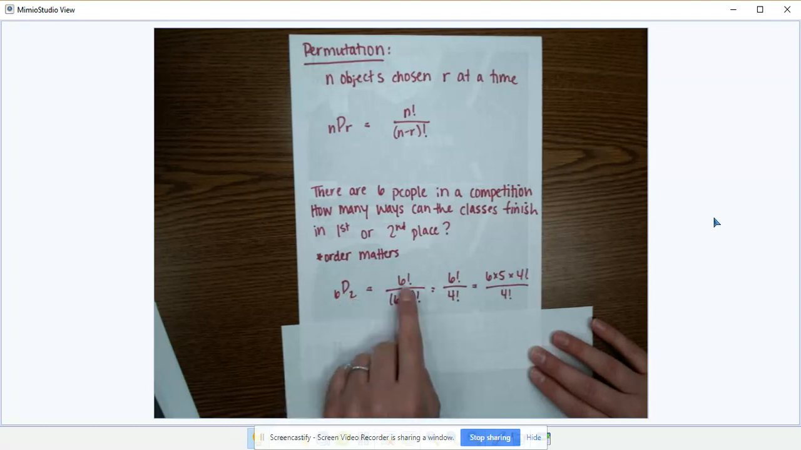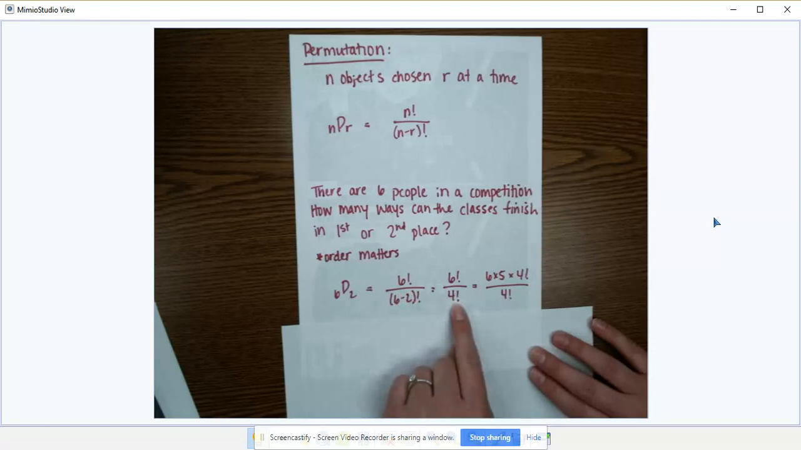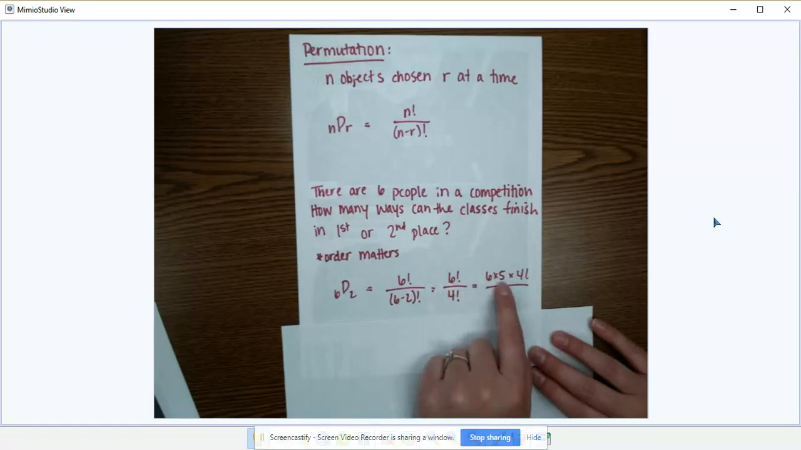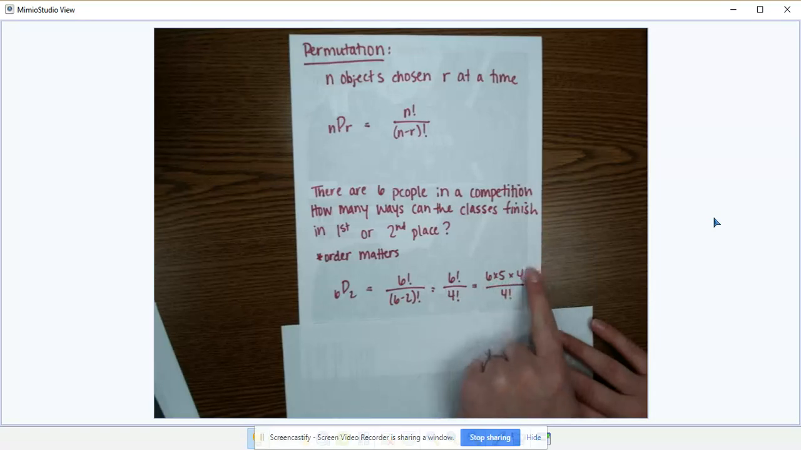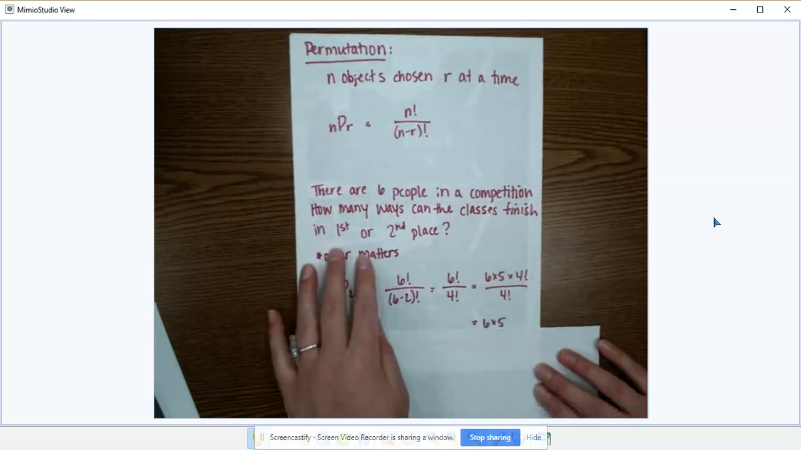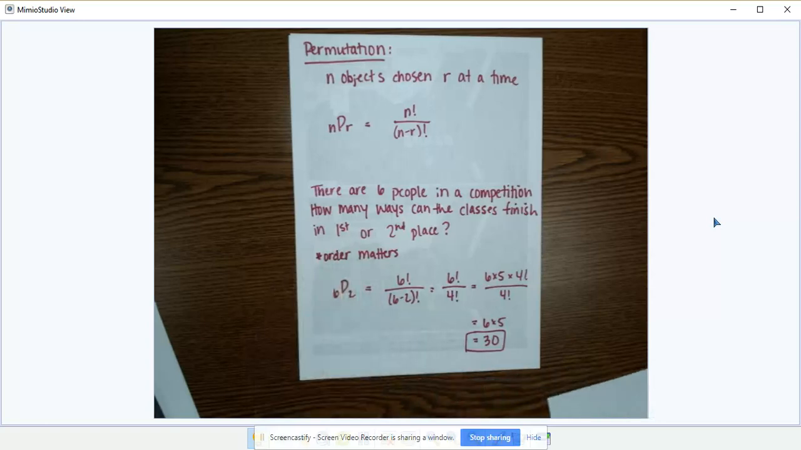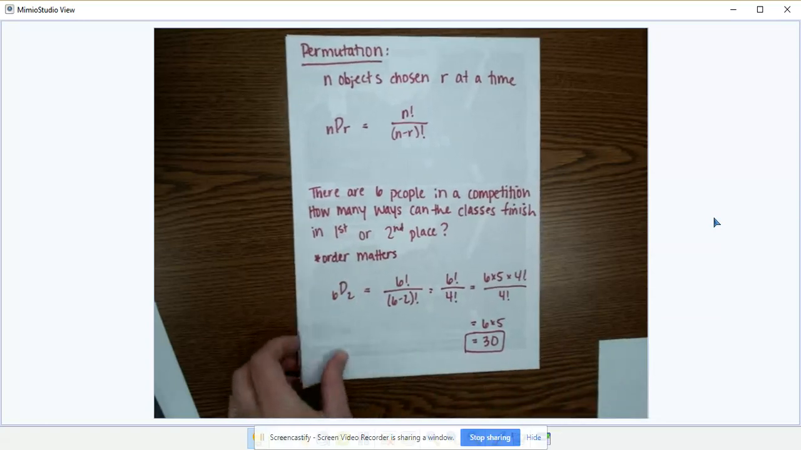So we plug our numbers into our formula. So 6 factorial over 6 minus 2 factorial. Order of operations says simplify those parentheses, so we get 6 factorial over 4 factorial. And I'm going to rewrite 6 factorial as 6 times 5 times 4 factorial over 4 factorial. Those cancel. We have 6 times 5, which is 30 different ways that those 6 people could finish in first or second place.